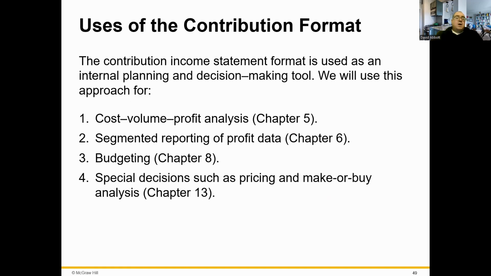This contribution income statement is used as an internal planning and decision-making tool. You can use it to do cost volume profit analysis, for segmented reporting of profit data, and for budgeting purposes. You can also use it to make special decisions such as pricing, or whether you should make a certain item or buy it. We'll learn about all of those things, and we see here which chapter they pop up in.